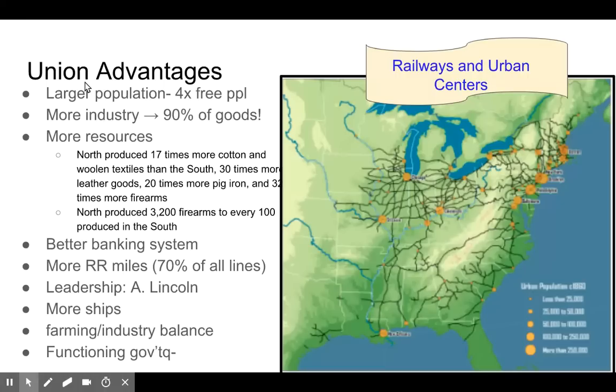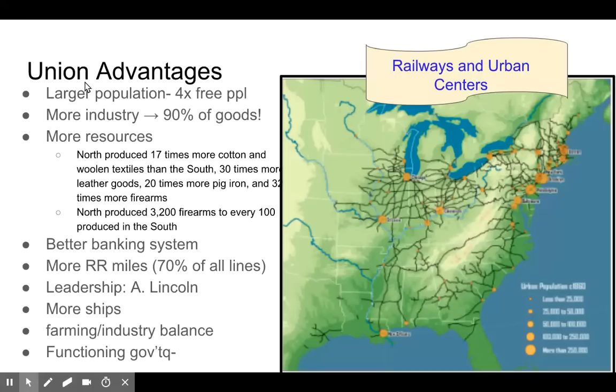They also had a better banking system, for when it came to financing the war, and also had more railroad mileage. 70% of all railway lines in the United States were in the Union, and that makes sense because that's where the industry was. So you see the map on the right shows you all the rail lines, and you can see how many more are in the North.